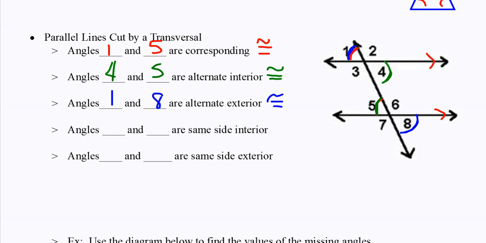Now, same side interior. Same side interior means I've got, say, 1 here, and also interior, but on the same side of the transversal. Now these guys, you notice, don't look the same, 5 and 3. Okay, but they do have a special relationship. If you remember, 5 and 4 were the same, and 4 and 3 are on a straight line together, they're supplementary, which means that 5 and 3 are also supplementary. Okay, so that's going to be true of all same side interior angles. And then finally, same side exterior, so same side of the transversal, but outside the parallel lines, so for example, 1 and 7 or 2 and 8. Okay, and again, they don't look the same, but they turn out to be supplementary.